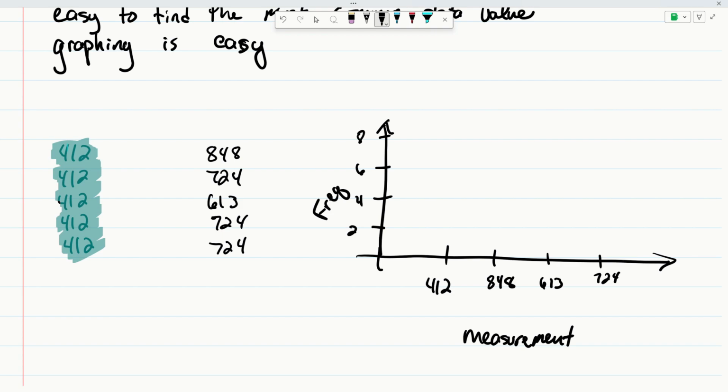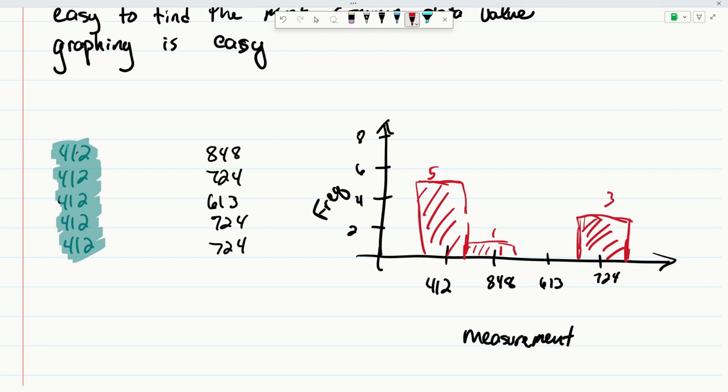So for 412, we have 1, 2, 3, 4, 5. So it'll be right here. For 848, we only have 1. For 724, we have 1, 2, 3. And finally, for 613, we only have 1. So there you go. There's your graph right there. You can easily condense the data into a nice picture.